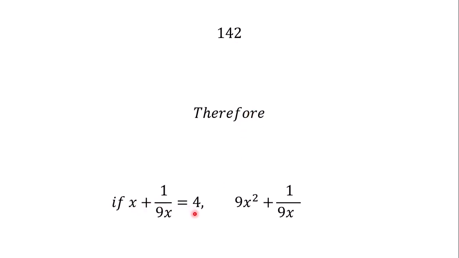The same thing, when you plug in the negative 1, you're just going to get the same answer as this one. You just follow how we did this one, and then you just get the same answer as this one. Okay, so therefore, if this one is equal to 4, then 9x squared plus 1 over 9x squared is equal to 142.